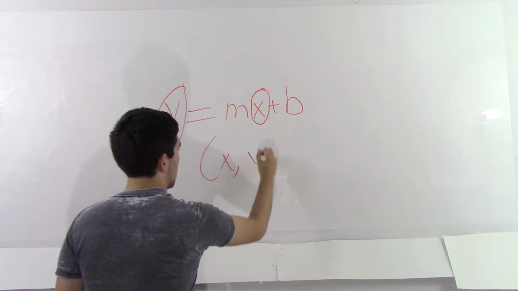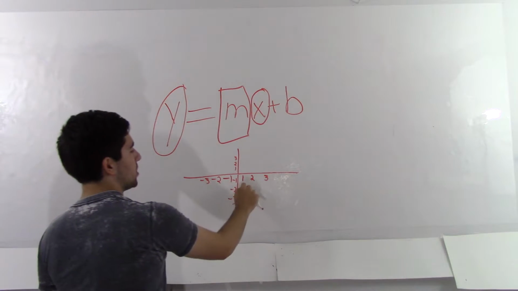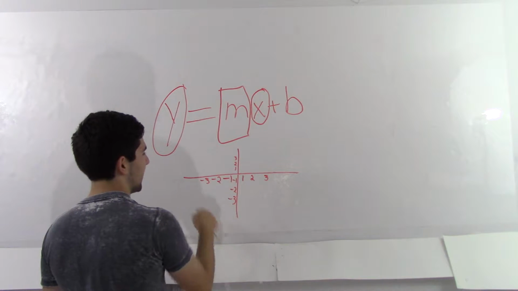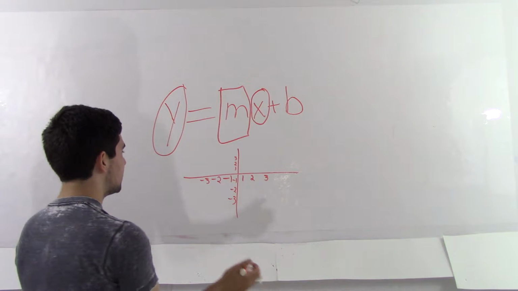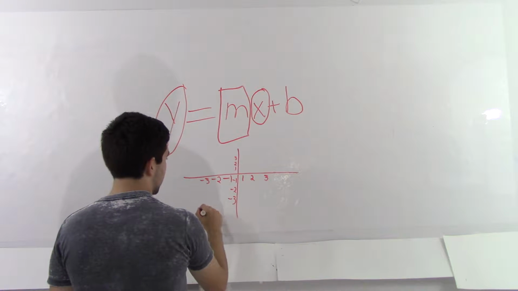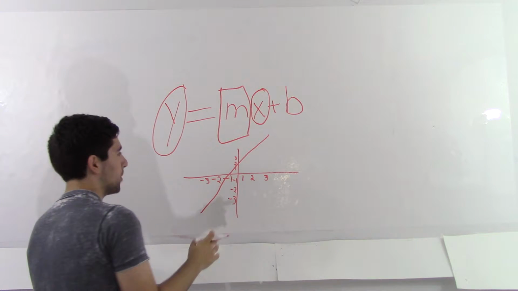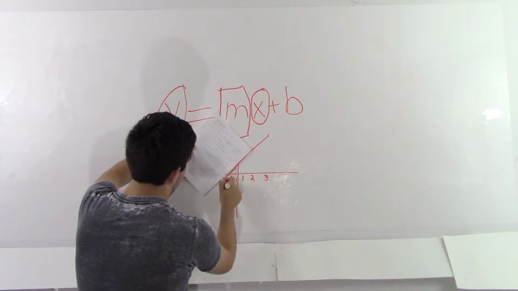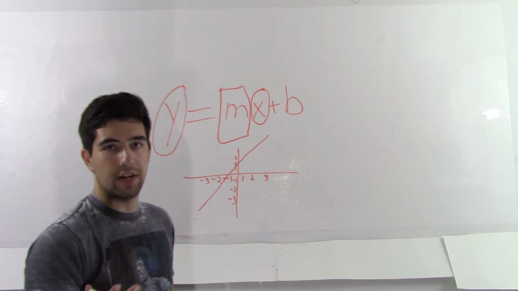So here we have a four-quadrant graph. I wrote in the numbers 1, 2, 3, 1, 2, 3, negative 1, negative 2, negative 3, negative 1, negative 2, negative 3. This is the x-axis, this is the y-axis. So let's say we have a line that goes like this. Okay? It's not a perfectly straight line. Here, I'll make it a little straighter. Okay, but we're just going to say that that's a perfectly straight line.